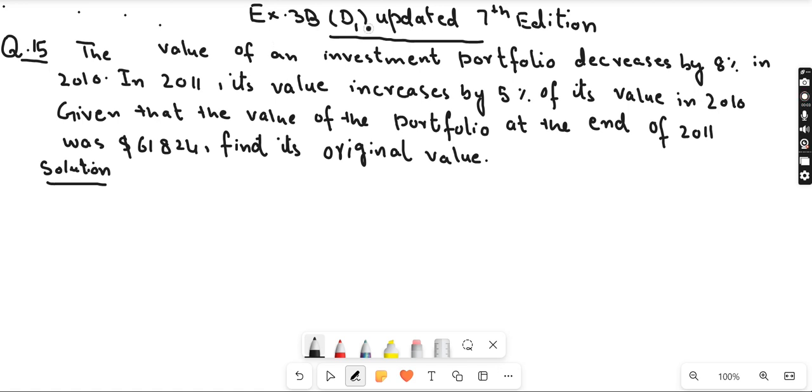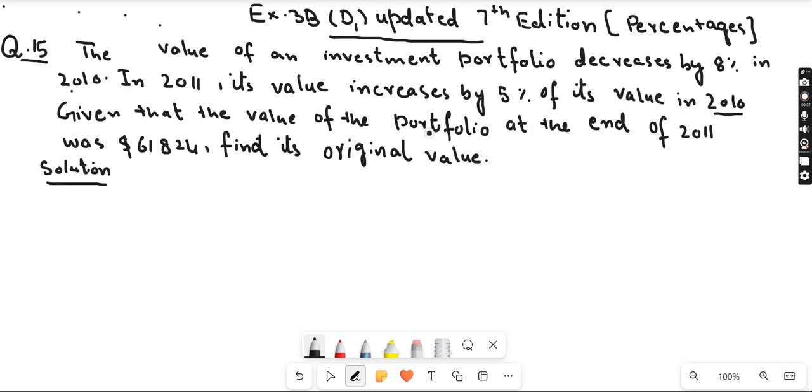This is exercise 3B, D1 updated 7th edition, and the topic is percentages. We are working with question number 15 here. It is almost the same one as we've done in 13 and 14. The value of an investment portfolio decreases by 8% in 2010. In 2011, its value increases by 5% of its value in 2010.